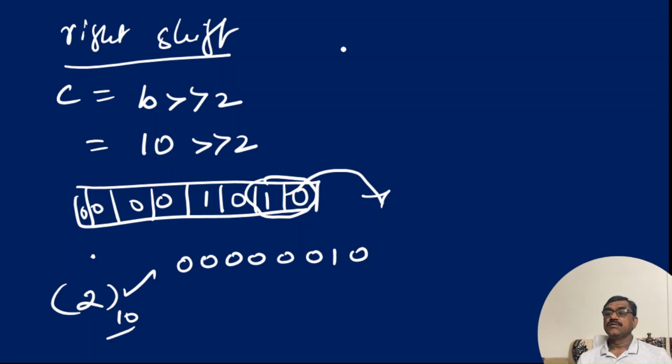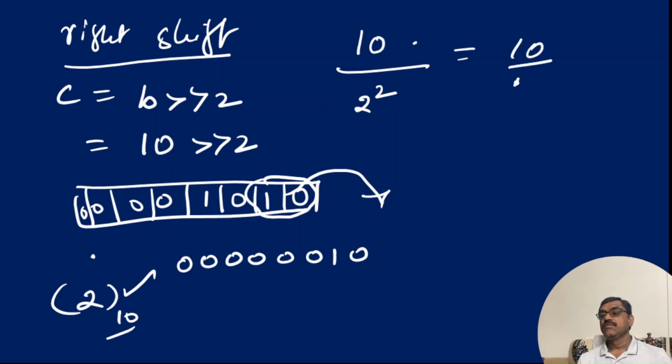So like the previous example, take the number b value 10. Previously we have multiplied, but here you divide by 2 to the power of how many bits are shifted? 2. 2 to the power of 2. Previously we gave 11 into 2 to the power of 3, but here 2 to the power of 2. Here you take 10 by 2 to the power of 2. That means 10 by 4.